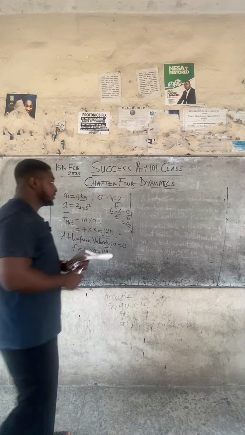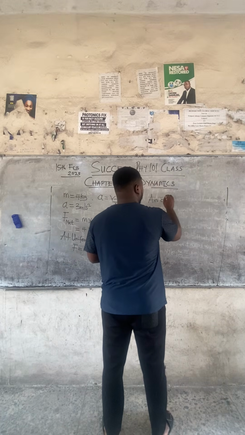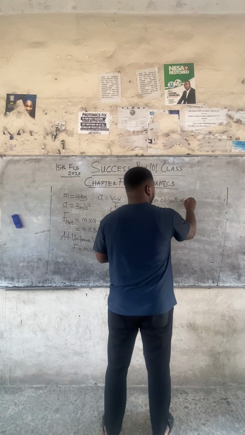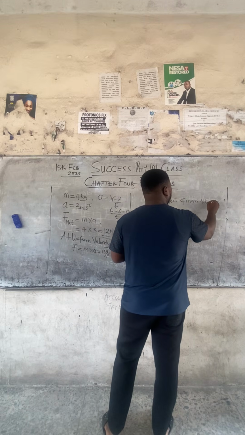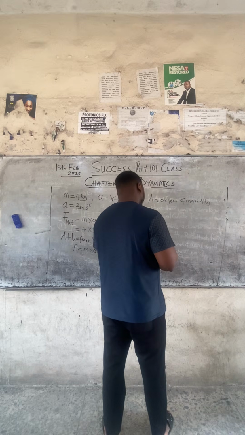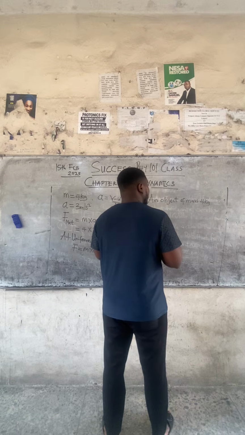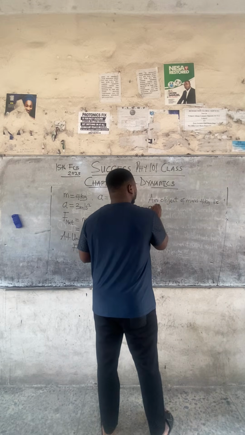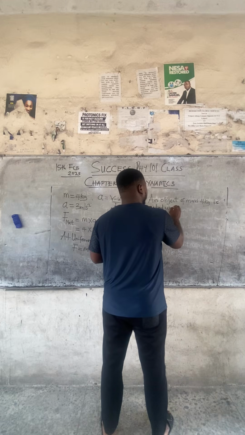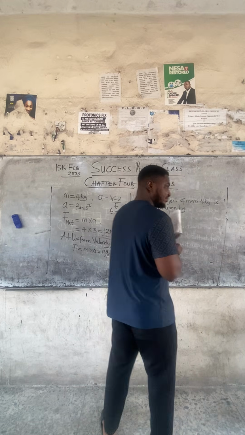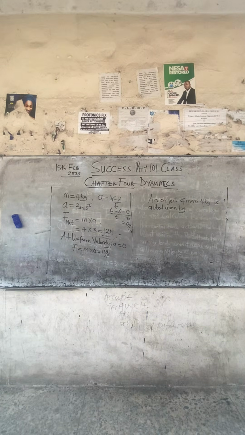An object of mass 4 kg is acted upon by two horizontal forces, 8 Newton and 2 Newton, in opposite directions.